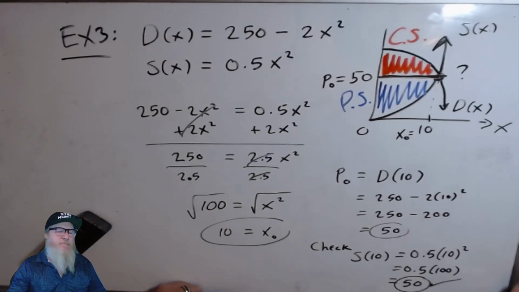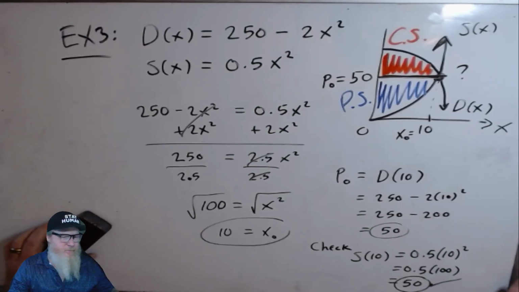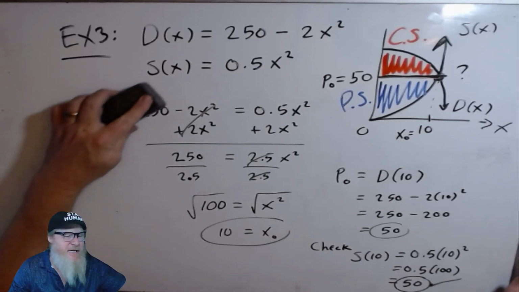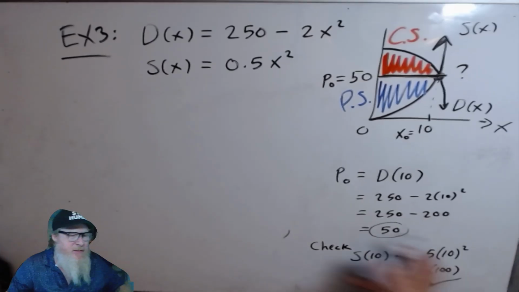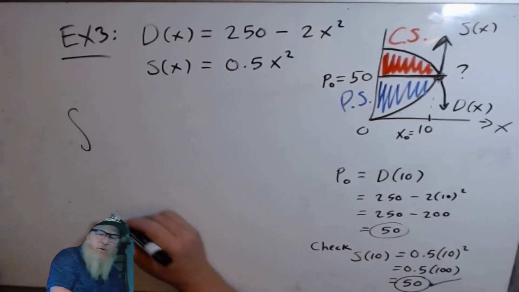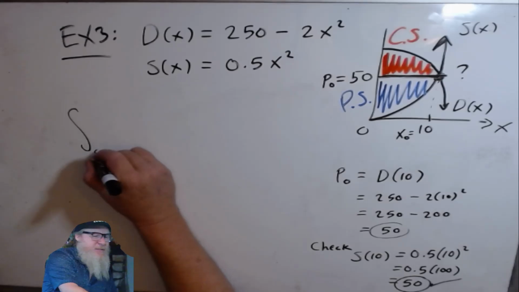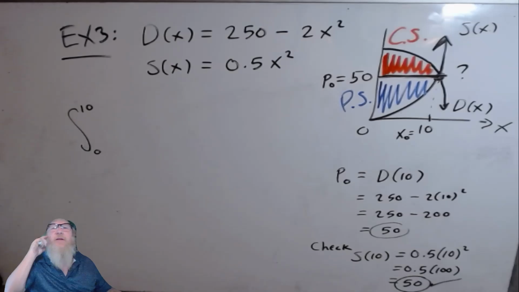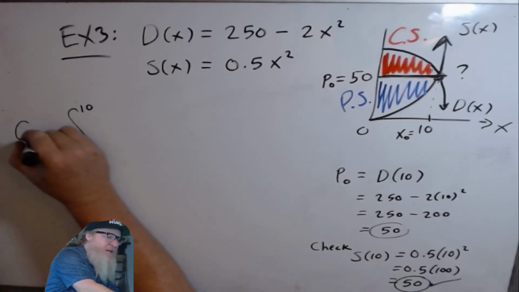All right. This is a good test question, right, where everything just comes out nice and neat. Whole numbers are always nice when we can get them. Yeah, nice work if you can get it. All right, so let's do CS first.